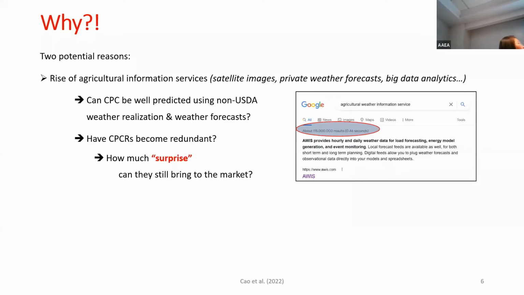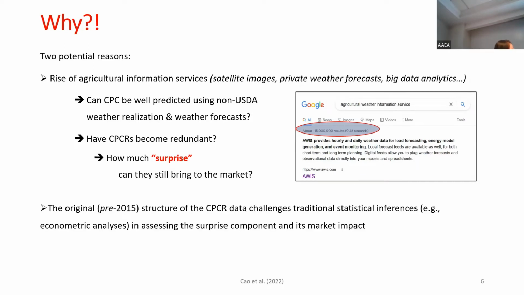Now, if you go on Google search and put a single keyword in, it gives you 150 million results within, I don't know, half a second or something. So the question is how much surprise the report can still bring to the market. And the second possible reason is that before 2015, the structure of the CPCRs was quite challenging for traditional statistical inference like econometrics, which I will show in the next slide.